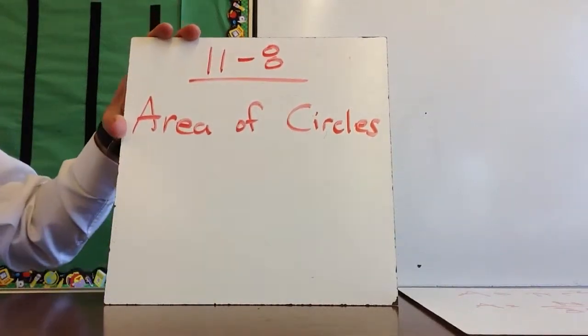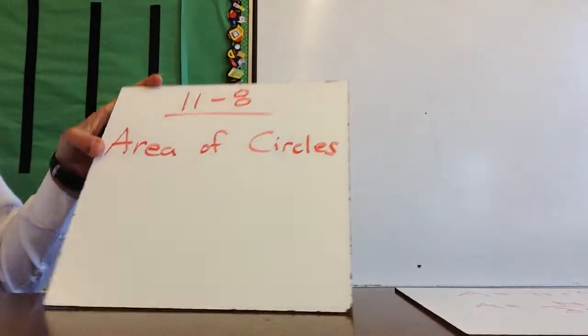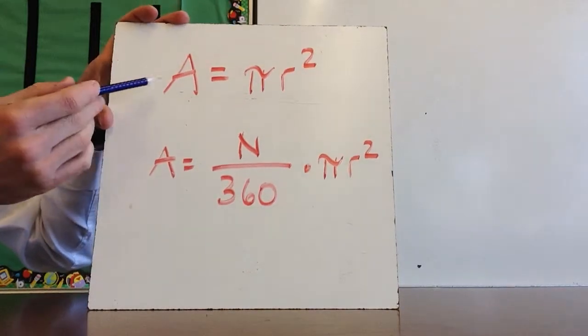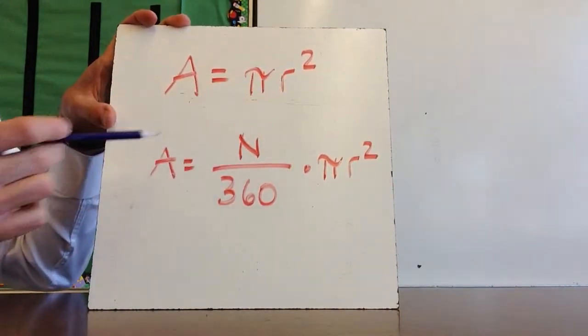This video will discuss chapter 11.8, area of circles. So what we're going to do today is talk about two formulas. One is for the area of a circle, and so that's this one. Area equals pi r squared.